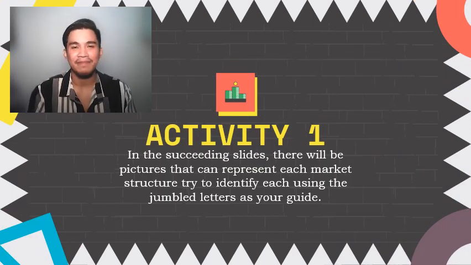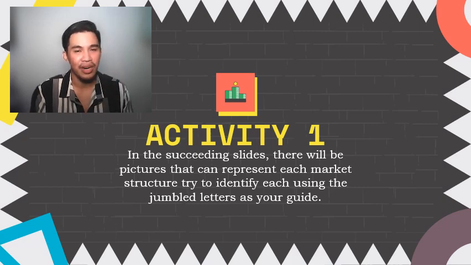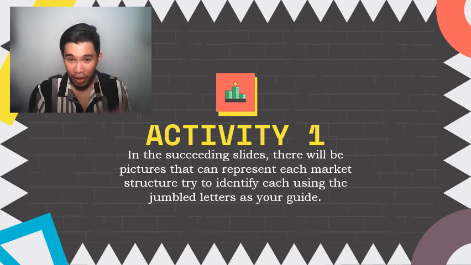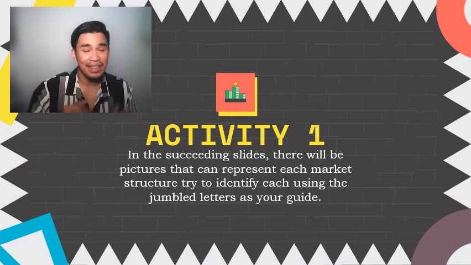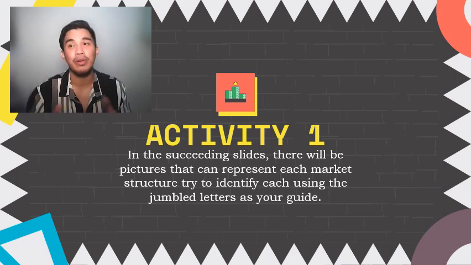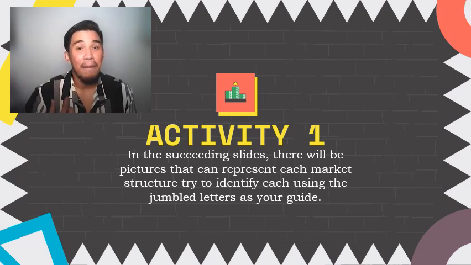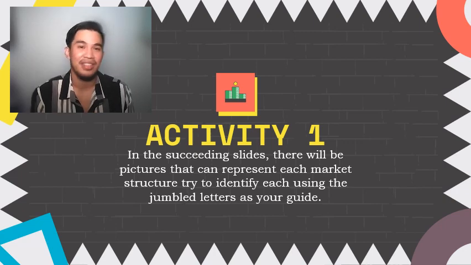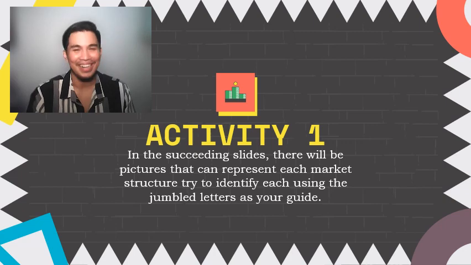But before that one, let us have an activity. Okay? And in this activity, in the succeeding slides, there will be pictures that can represent each market structure, and you are going to try to identify each jumbled words and the pictures that are presented in the slide. You will be matching them, and you are going to guess what the jumbled letters mean. Okay, so you are going to arrange them. So this activity is entitled "4 Picks One Word." Ayan. So let us begin with our activity.